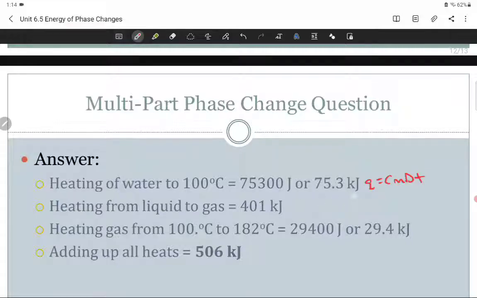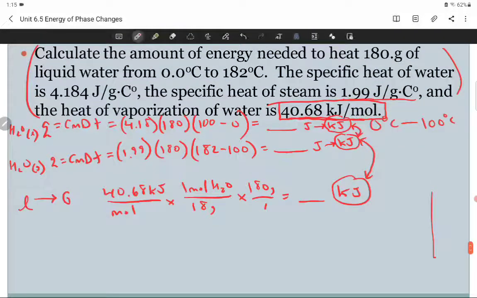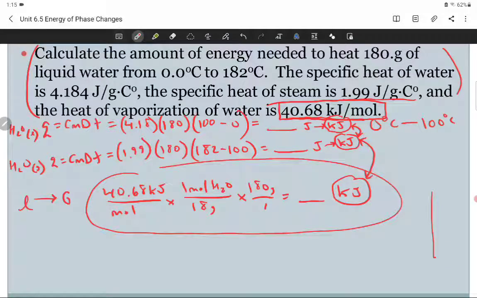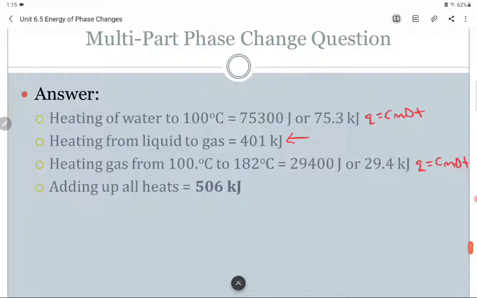Let me change that up. This was this part, I apologize. So heating the gas up from 100 to 182 is a Q equals Cm delta T, with the C being the specific heat of gaseous water. And then this part here is the heat of vaporization, and then convert that all the way over to just kilojoules. And that equaled 401 kilojoules.